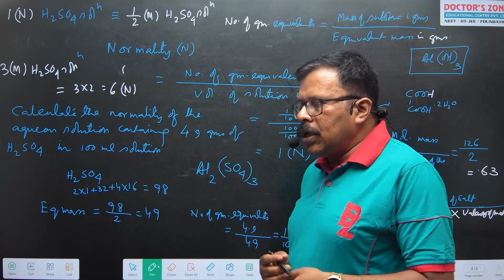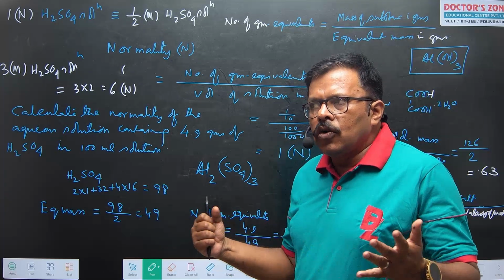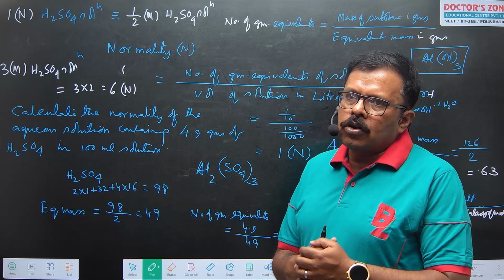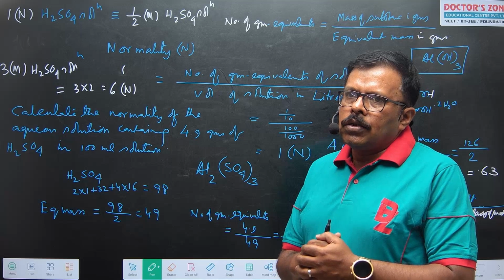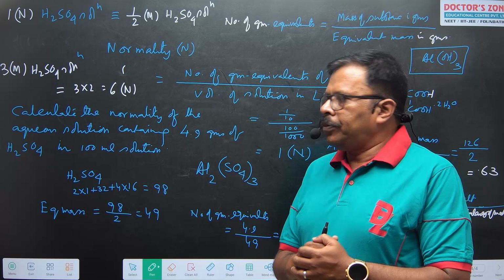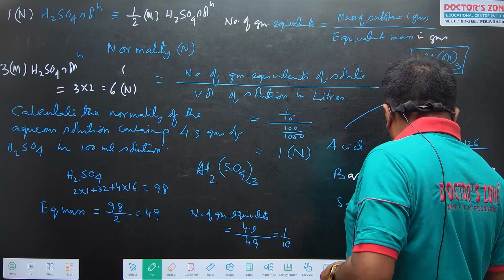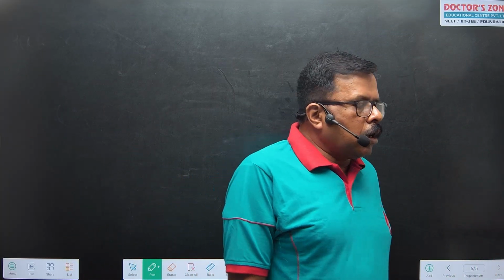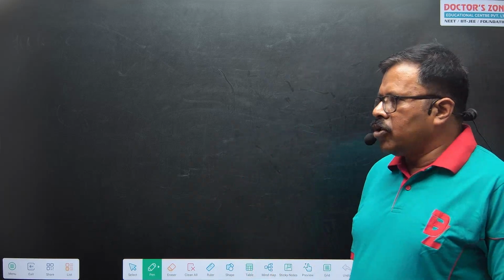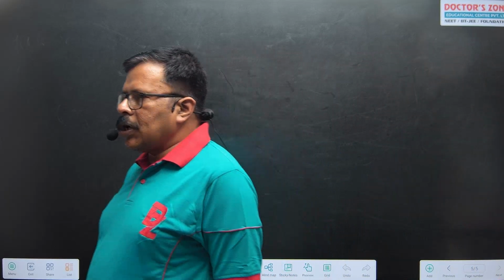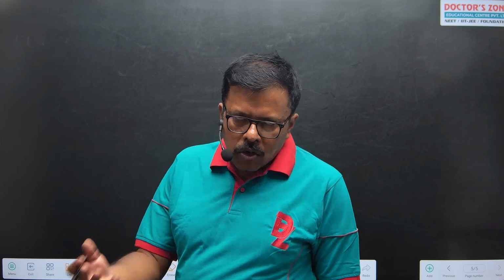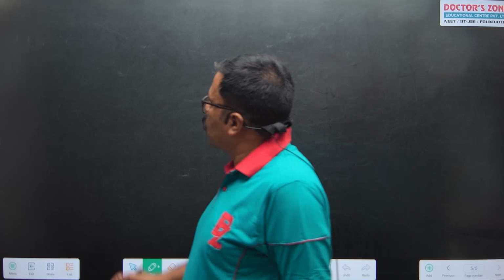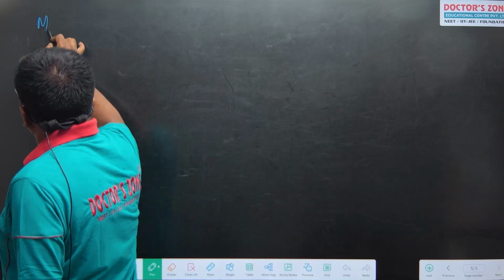And one more thing, since normality is also volume related, normality of the solution will also change with change in temperature. Okay, coming to the next concentration term which we use very much, especially in this solution chapter, and when we study colligative properties later on, that is mole fraction.